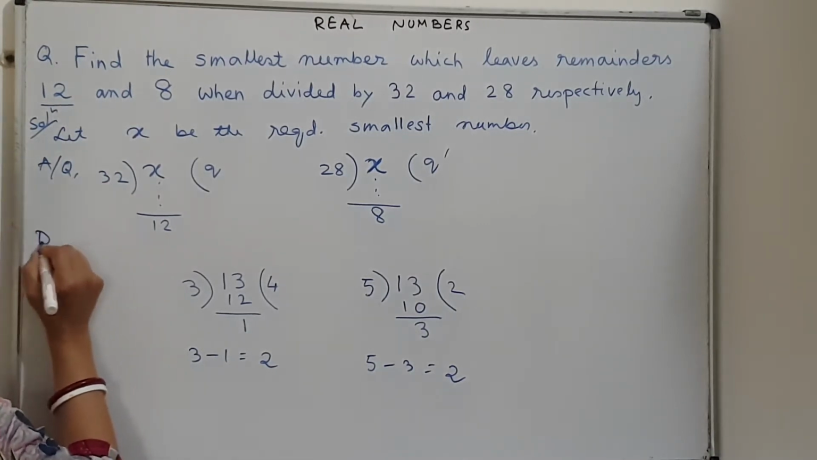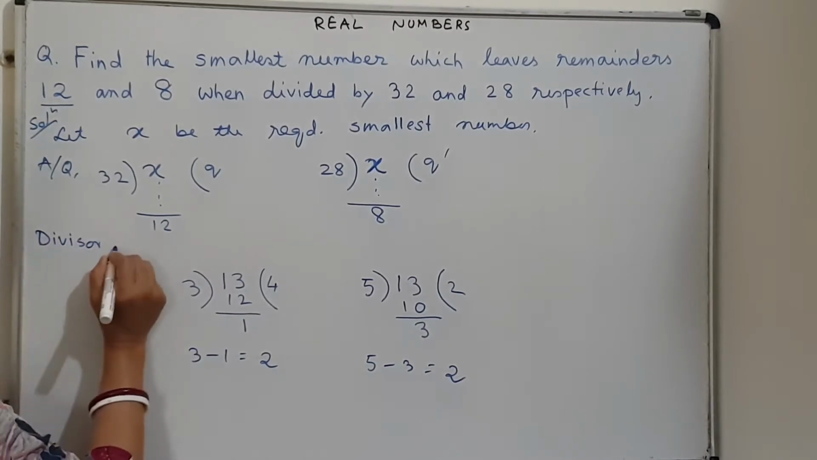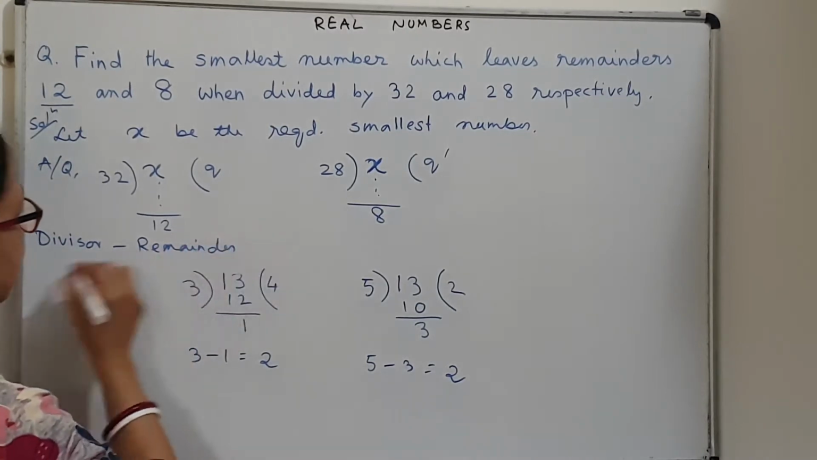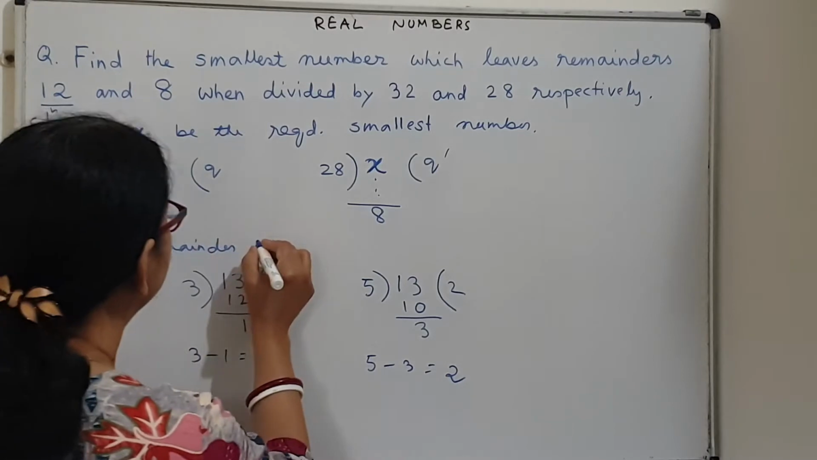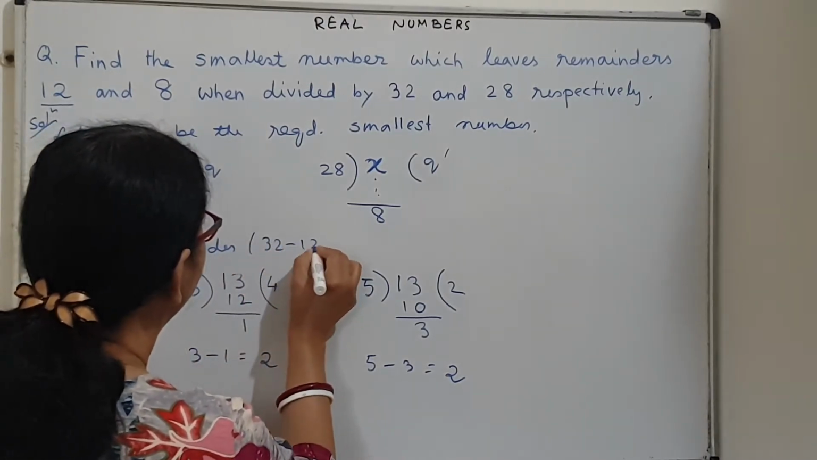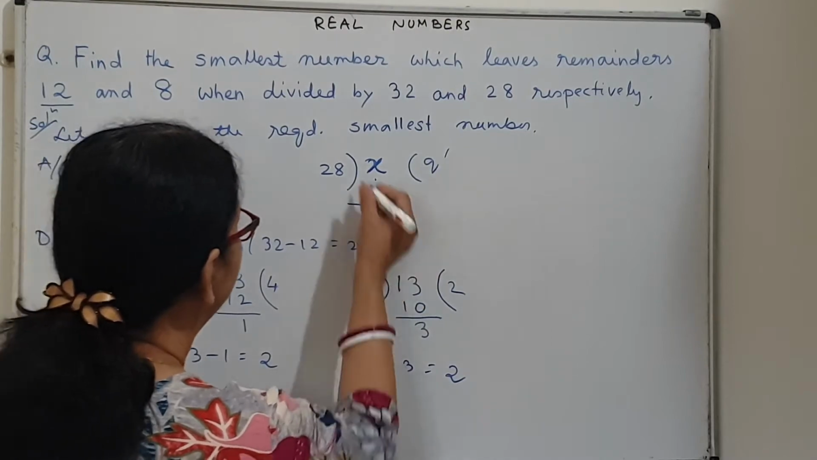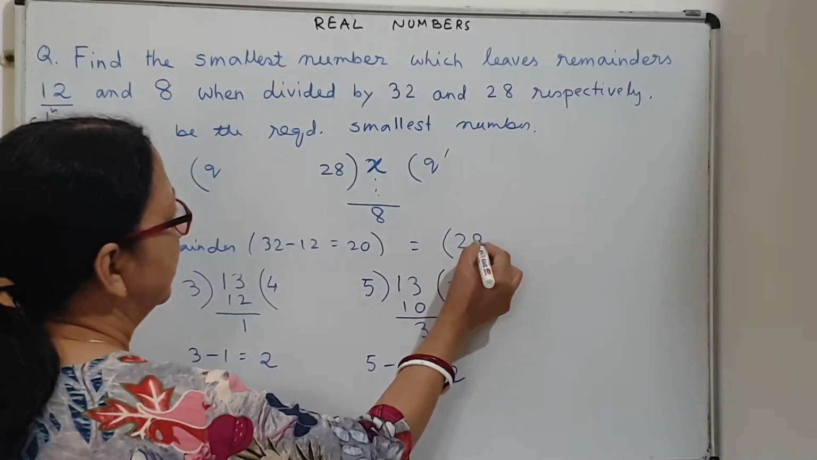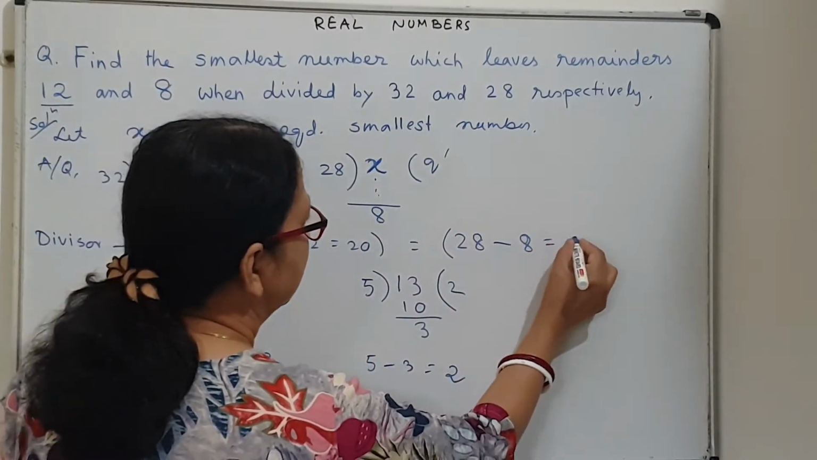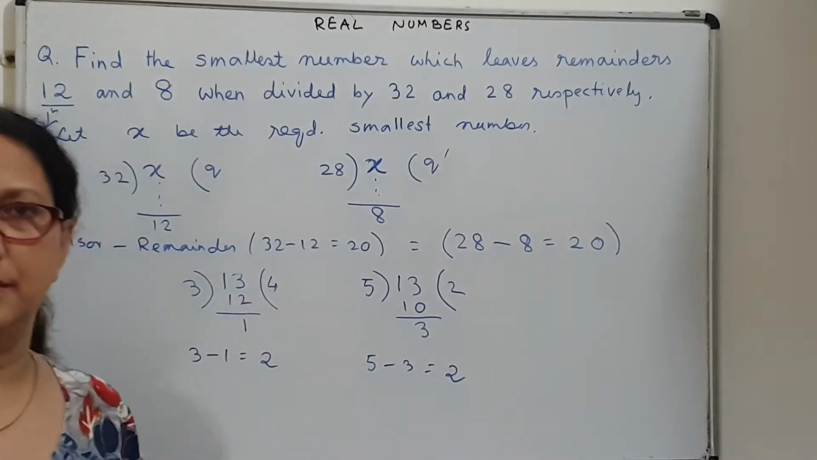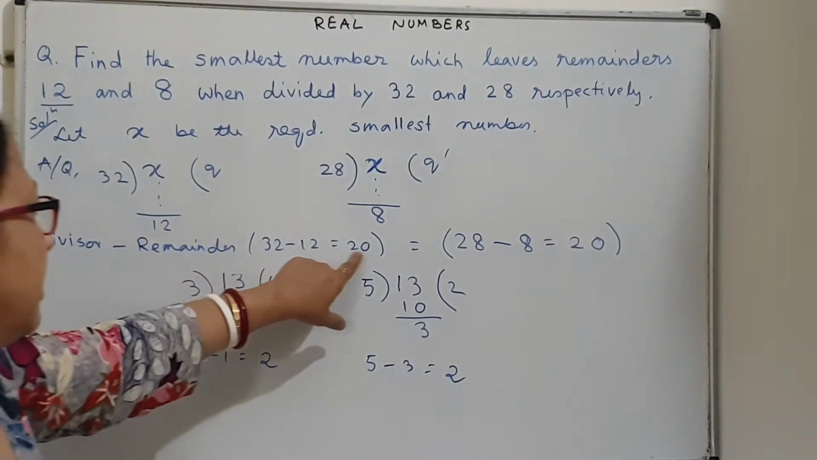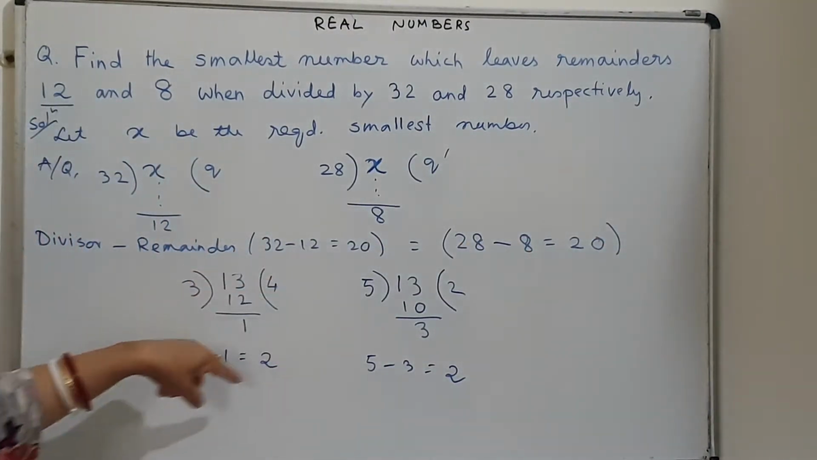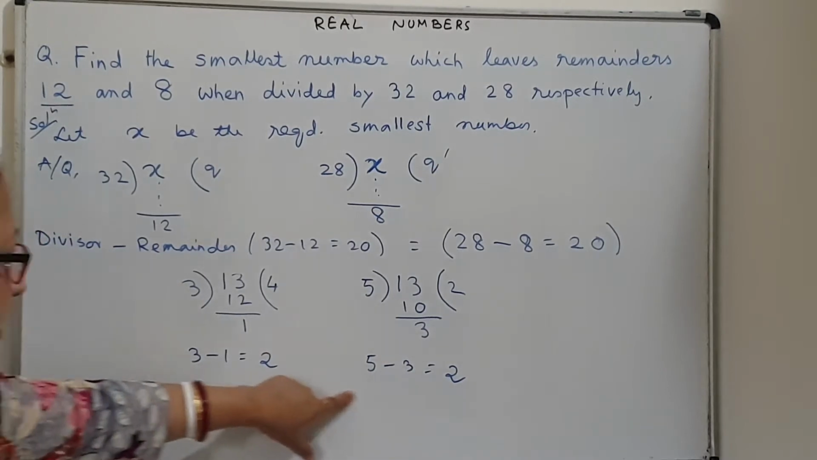So divisor minus remainder, let me check for this. In this case it is 32 minus 12, that is 20. And in this case also the same: divisor 28 and the remainder is 8, 20. So that we have checked. Divisor minus remainder in both cases has to be the same. If same, then we can use this logic. So let us come to the example. Here we see it has to be the same.